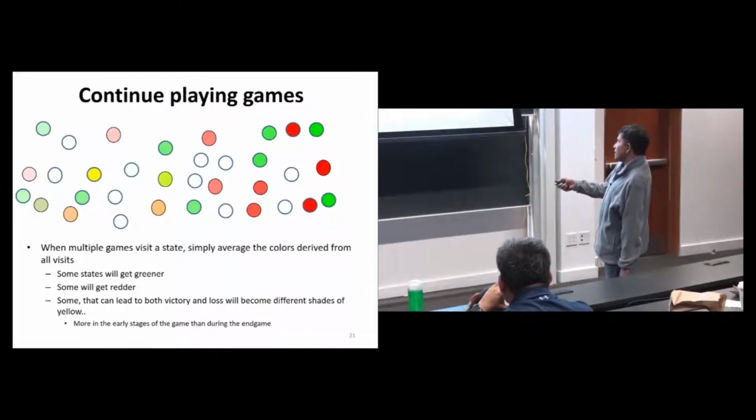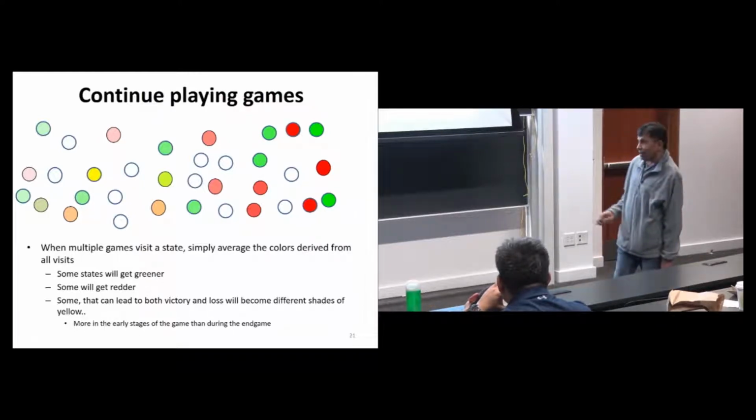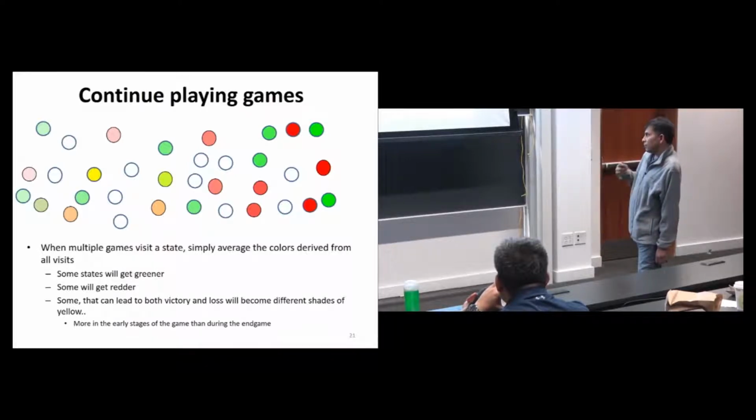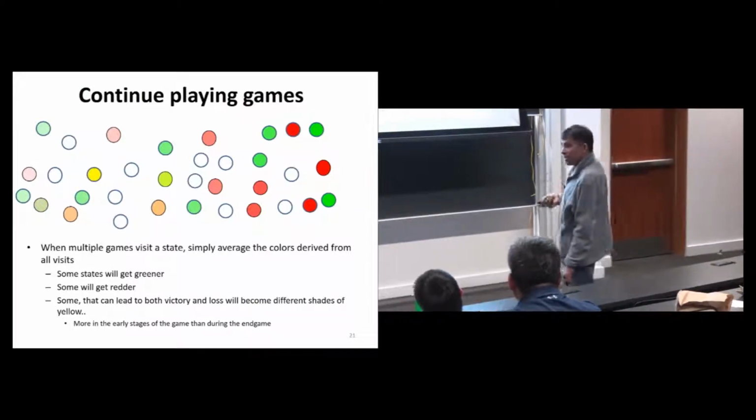So as you keep playing, when multiple games visit a state, you're going to average the colors derived from all visits. So some states will get greener, some will get redder. Some that can lead to both victory and loss will become different shades of yellow. And in the early stages of the game, the color is going to be a little more ambiguous than in the late stages of the game. But is that all you can do?